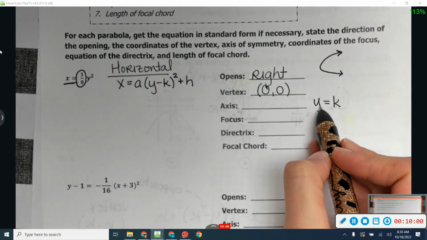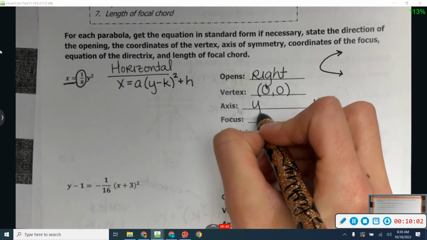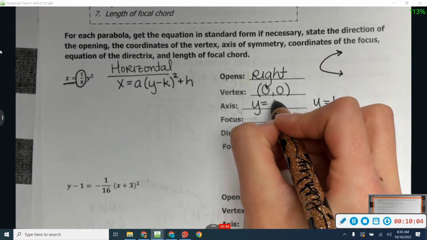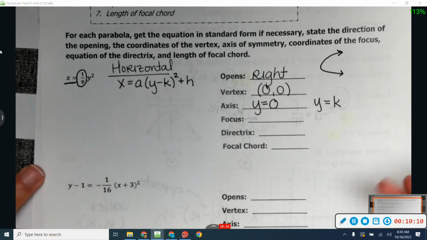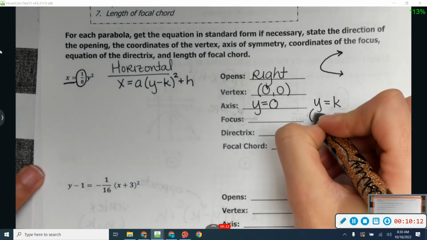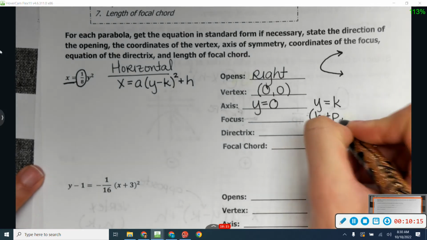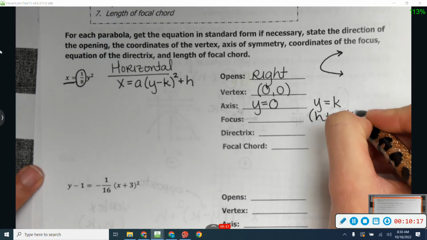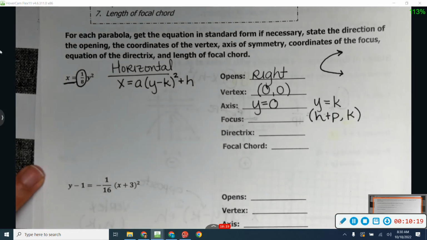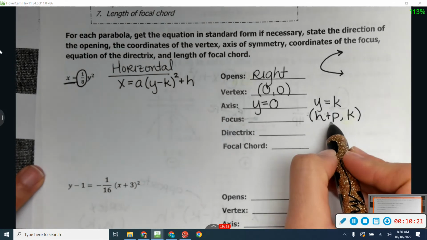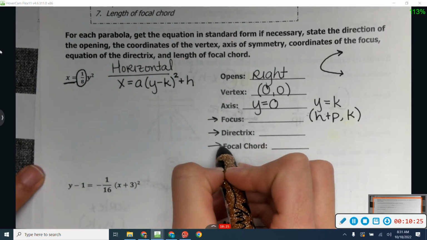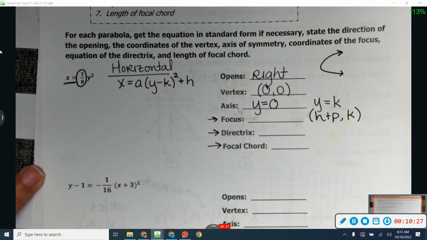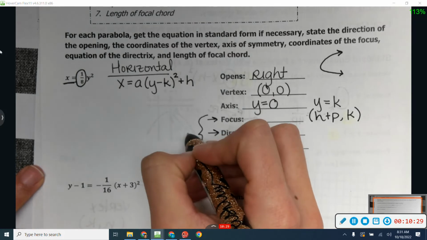Okay. Now, my axis of symmetry for horizontal tells me y is equal to k. That's what my formula chart says. So y is equal to, my k value is 0. Now my focus tells me h plus p for my x value, k for my y value. Well, we need to know what this p is before we can do our focus, directrix, and focal chord. So all of those, you need your p value.